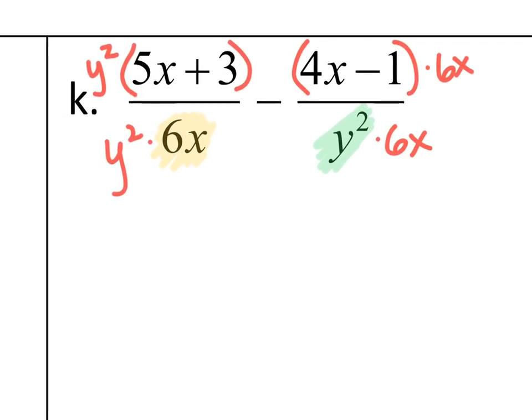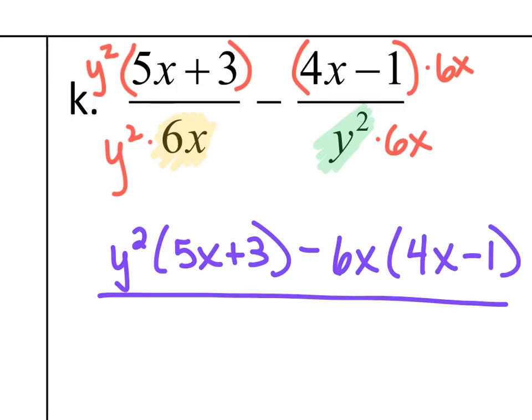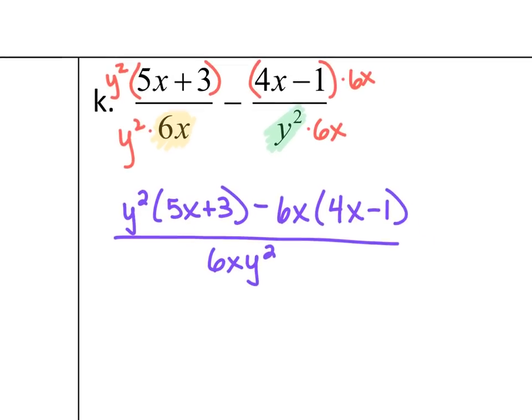So then what I get, and it would help you to write out this step first and then do your distributive property. These tend to be a little bit tricky. Try not to do that in your head. But you get y squared times 5x plus 3 minus 6x times 4x minus 1 all over 6xy squared, which is the common denominator.